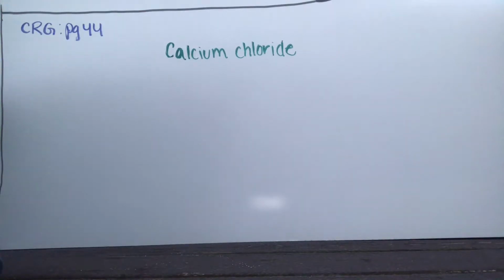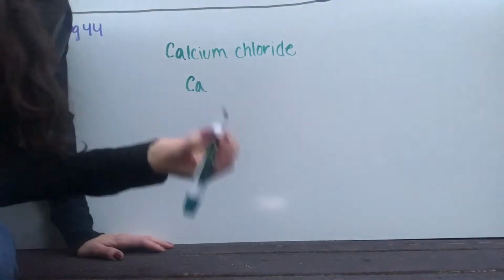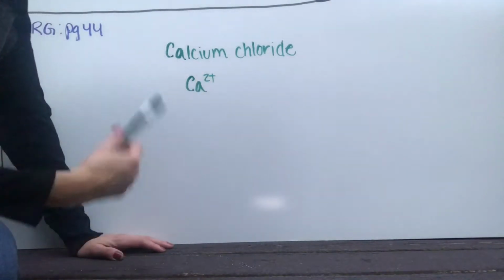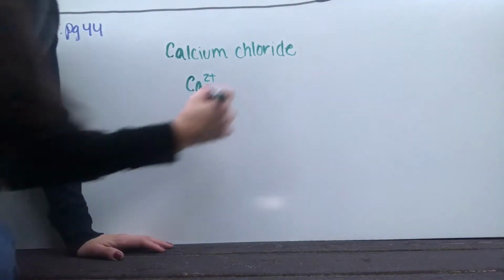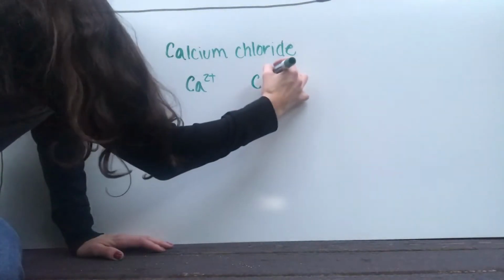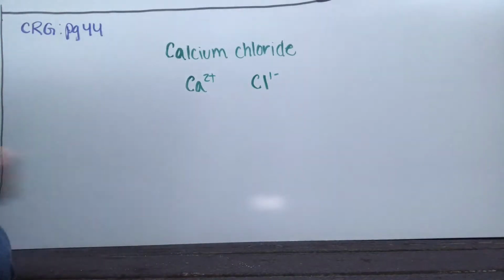So for calcium, if you look it up on the chart, you are going to find that its symbol is Ca and its common charge is +2. If you look up chloride, you're going to find that its symbol is Cl and its common charge is -1. Your goal here is to combine these two ions so that if you added up their charges, you would get 0. So what you have to do is adjust the subscript in order for this to happen.